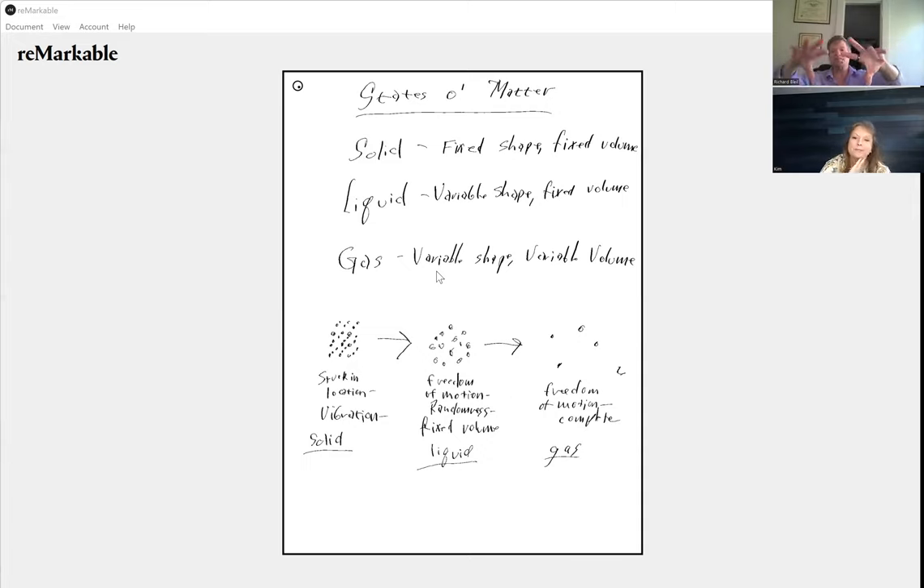So in a gas, particles are free to move anywhere they want. There's absolutely no pattern whatsoever. On a molecular level, this is the difference between a solid, a liquid, and a gas. Okay?